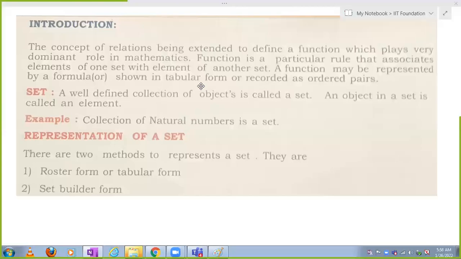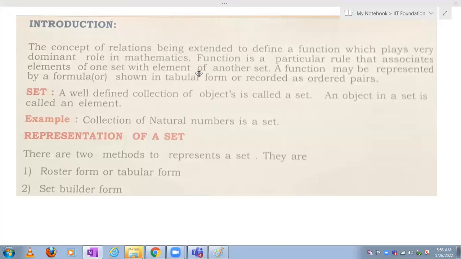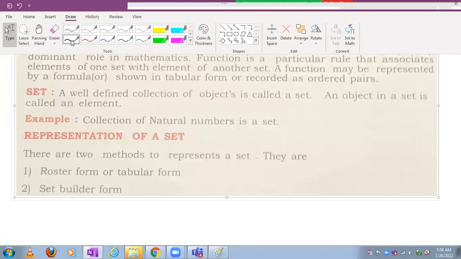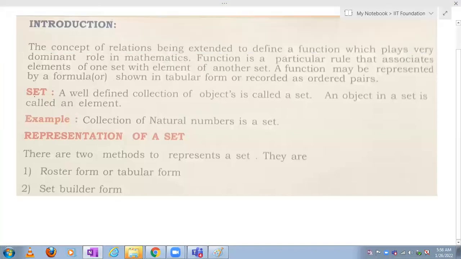Function can be represented in a tabular form. Okay, first of all, before going through the function, we need to understand what a set is. Set means what?